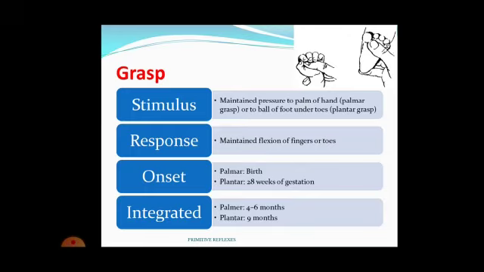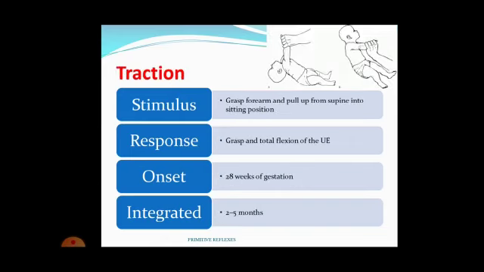When will they be integrated? The palmar grasp is integrated at the time of 4 to 6 months, and the plantar reflex will be integrated at the time of 9 months. Now traction. You can see in the figure how to give the stimulus. Grasp the child's forearm and pull the child up from supine to sitting position.